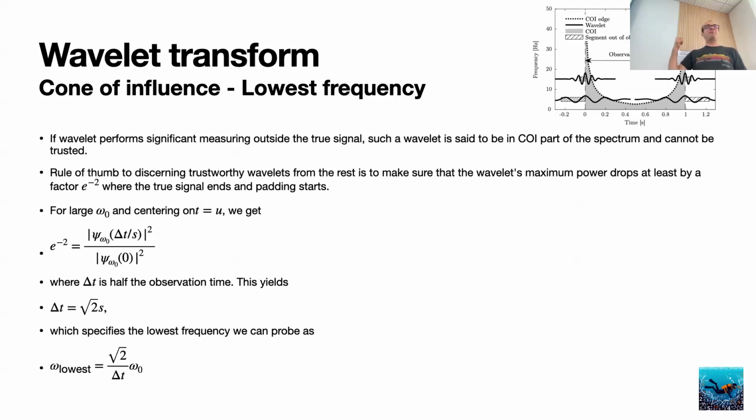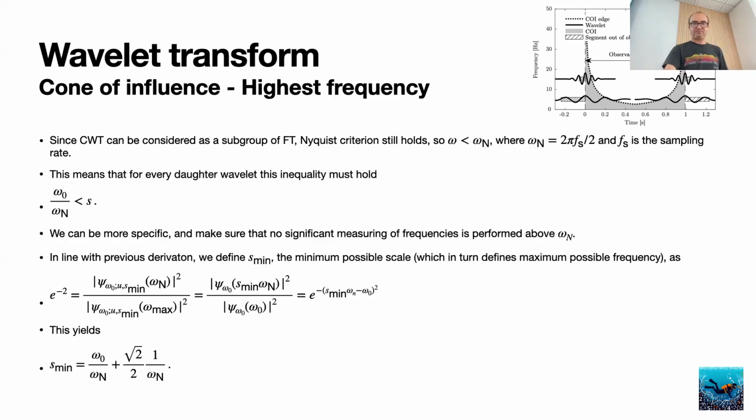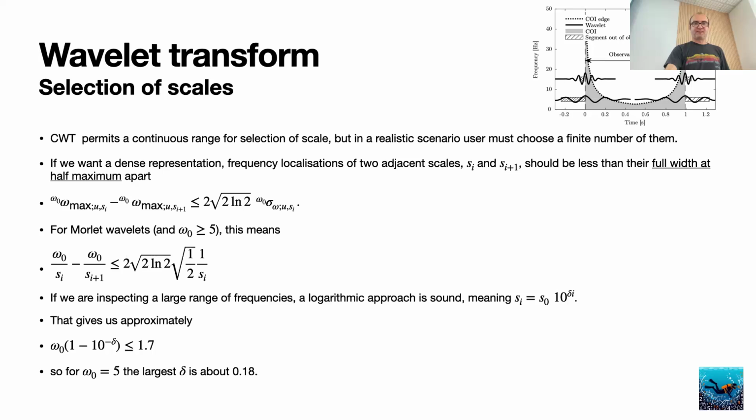Now, the mathematics behind that is here. I'm not going to go through it. You have it, go and check it if you want, and you should. This is a really important part, because if we don't include the cone of influence, what we are going to see is the influence of the edge effects. That's what it's called.